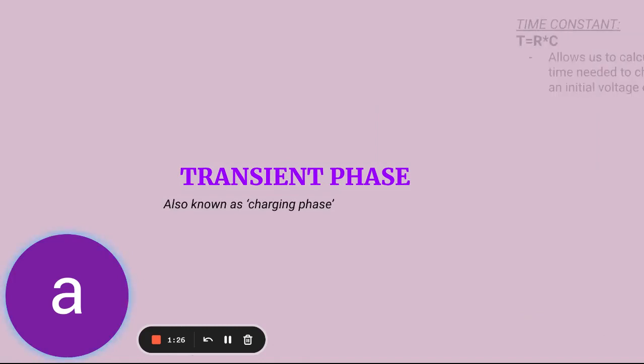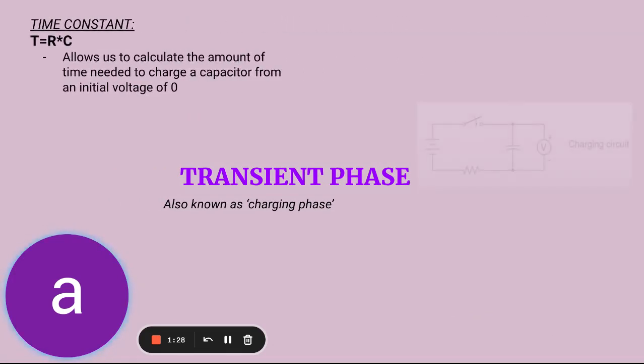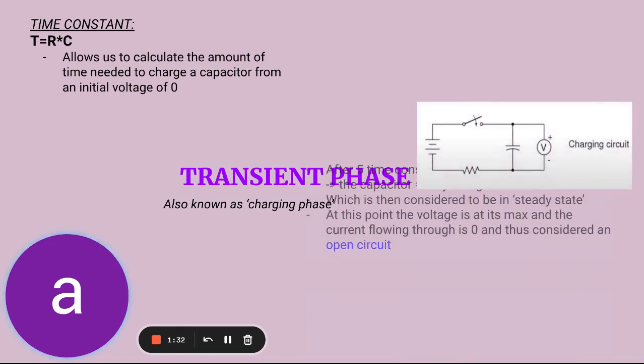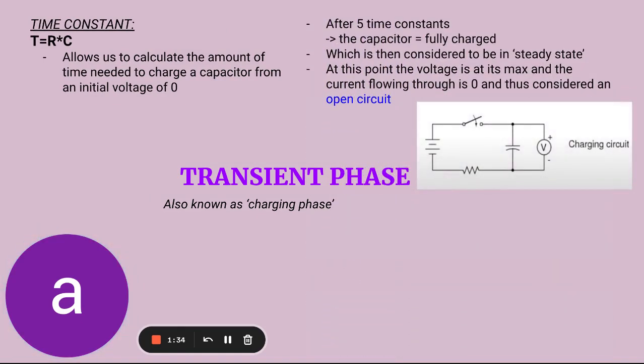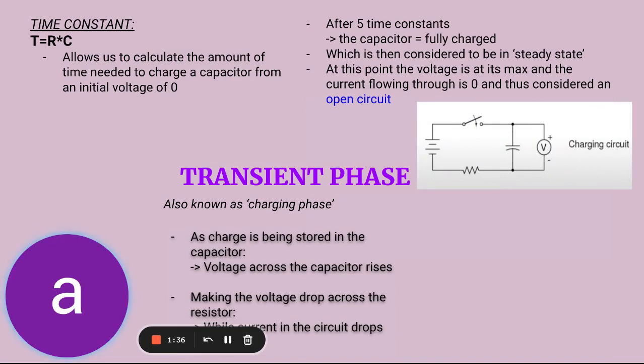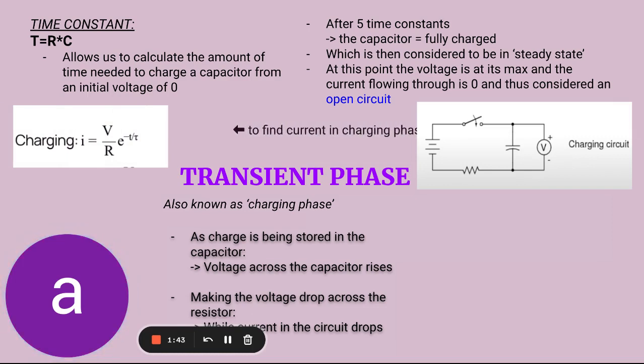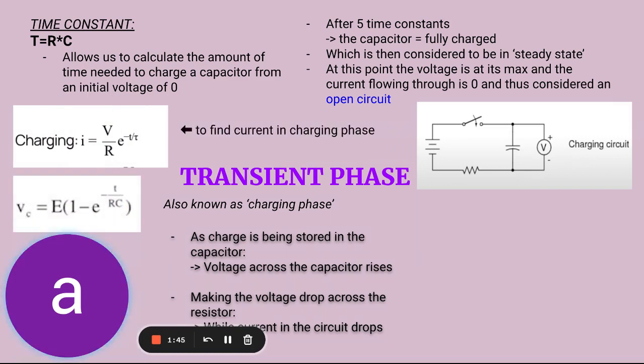Transient phase, also known as charging phase. The term time constant allows us to calculate the amount of time needed to charge a capacitor from an initial voltage of 0. To calculate this value, the resistance is multiplied by the capacitance. After 5 time constants, the capacitor is fully charged and also considered to be in a steady state. This phase is also considered an open circuit.